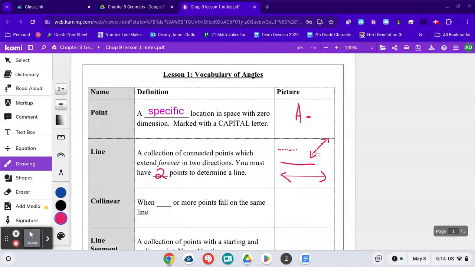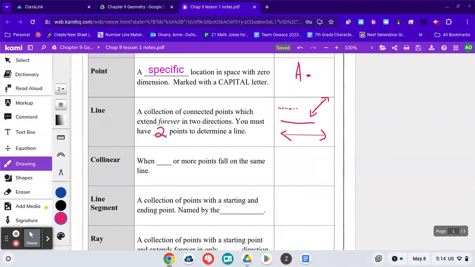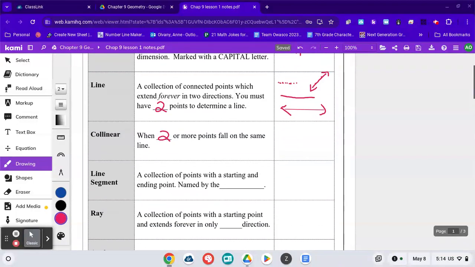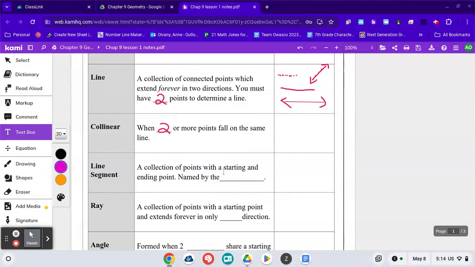The word collinear: if 2 points are on a line, they're linear. So if you have 2 or more points falling on the same line, co means together, they are collinear. A line segment is basically a piece of a line, a collection of points with a starting and an ending point, named by the endpoints.